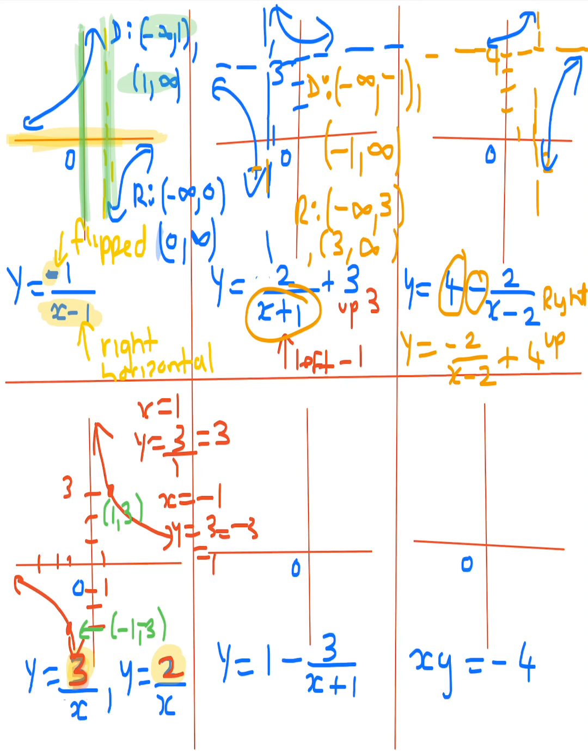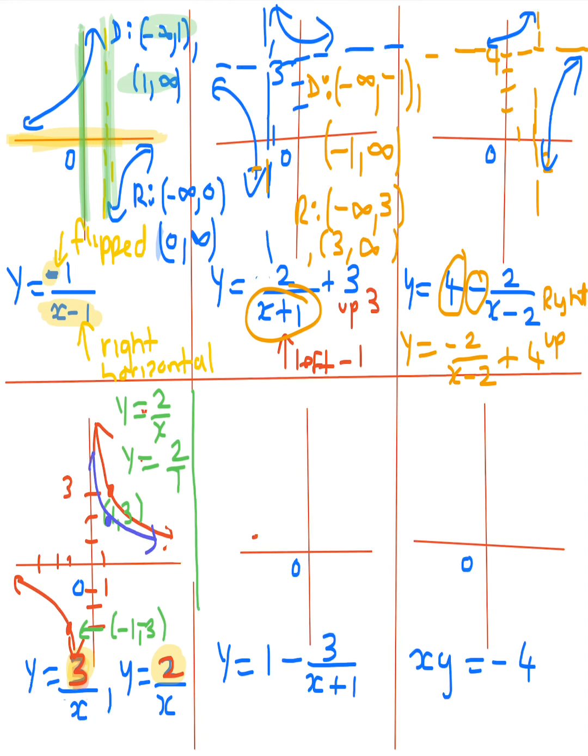So when y equals 2 on x, what would happen there? If you put in x equals 1, you're going to get 2 on 1, which is 2. So it's going to go through (1, 2). Instead of going through (1, 3), it's going to be a bit lower, so it's going to come down here. And the same if you put in x equals minus 1, you're going to get 2 on minus 1, which is minus 2. So when you put in minus 1, it's going to be at minus 2, which is there.